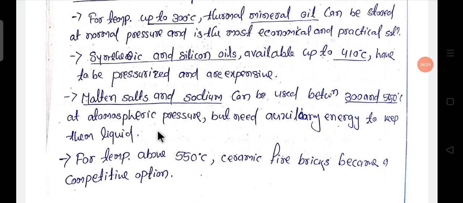That means this molten salt or sodium can also be used for storage of thermal heat in between the temperature 300 to 550 degrees Celsius. Okay, but here the disadvantage is that the auxiliary energy is needed to keep the molten state of salt or sodium. That is the disadvantage.